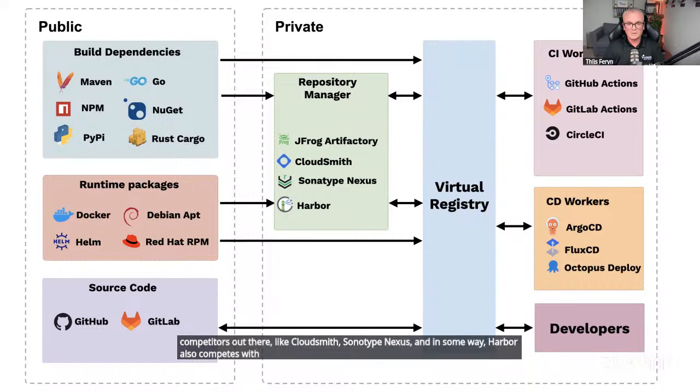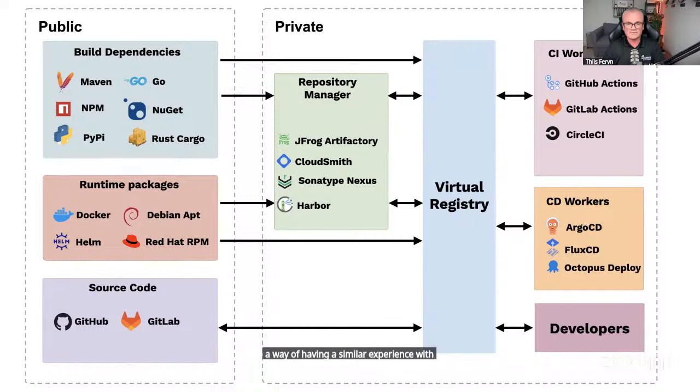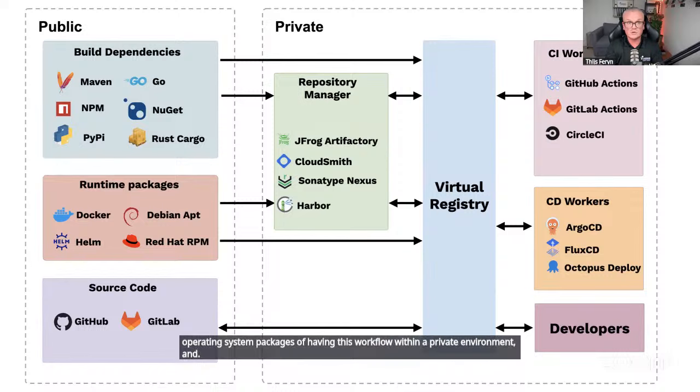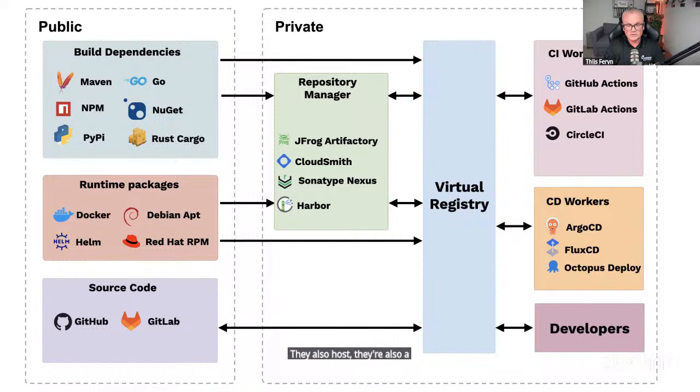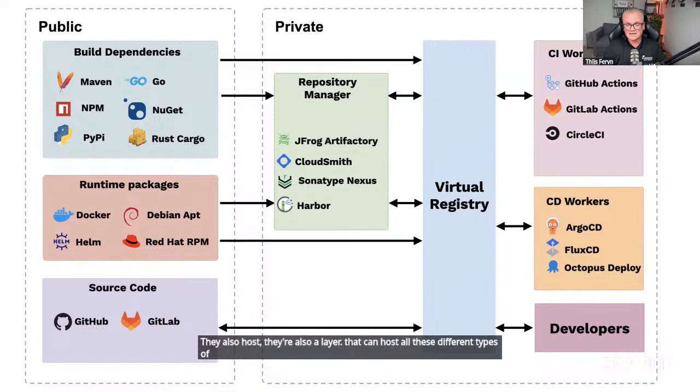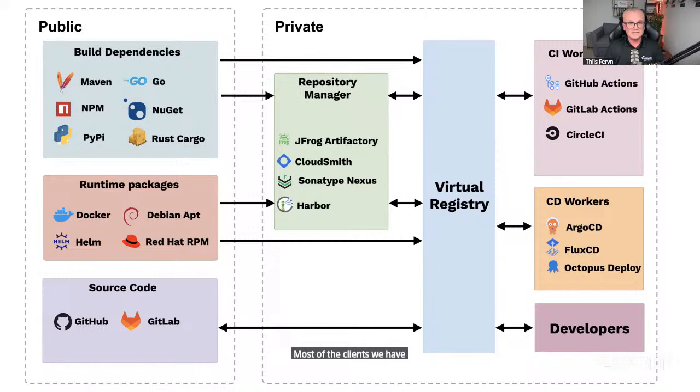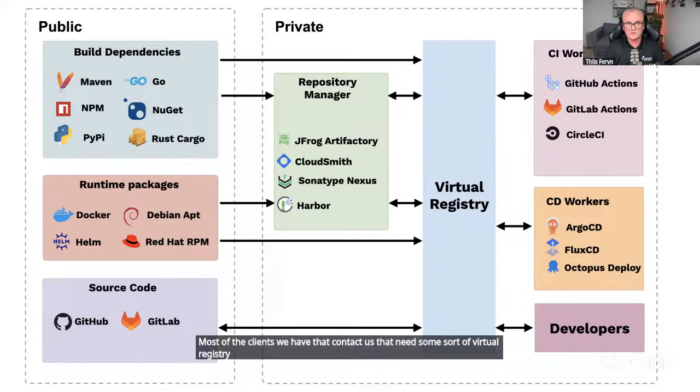What they do is they provide a way of having a similar experience with the toolkit you have for your programming language or your Docker images, your Helm charts, your operating system packages, of having this workflow but in a private environment. And they're also a layer that can host all these different types of artifacts. And they have integrated access control policies and security capabilities, and it's all nicely integrated. But we see that a lot of organizations struggle with them. Most of the clients we have that contact us that need some sort of virtual registry do it because they're struggling with these repository managers.